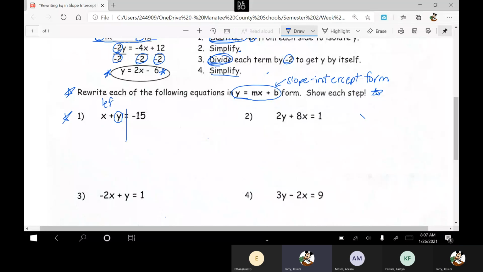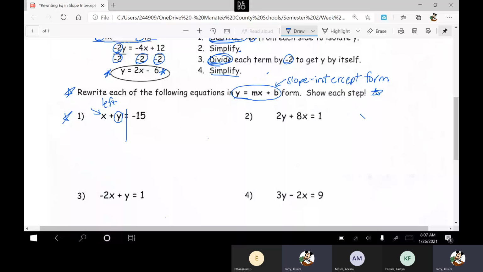We're going to look on the left side, and what do we see that's next to the variable y? Go ahead and write in the chat, or you can turn your microphone on. What else do you see? Yeah, you can see that variable x. So that means we need to move that x to the other side.